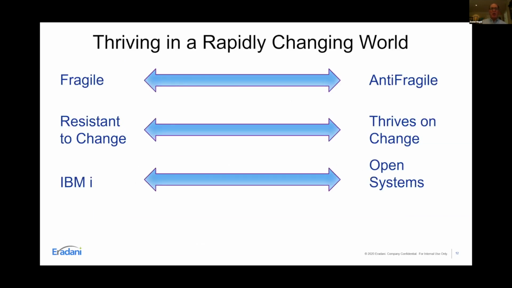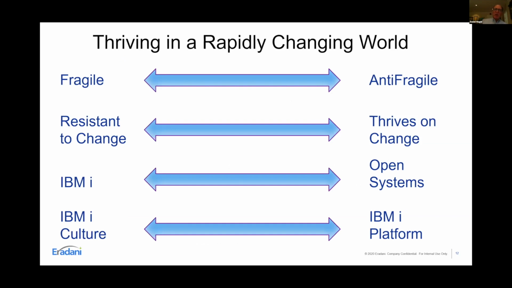And if we look at it, fragile being resistant to change, anti-fragile being something that is responsive and thrives on change, a lot of people think that the IBM i is something that's fragile and resistant to change, and open systems are things that thrive on change. Well, the reality is the IBM i actually is very anti-fragile. It has so many capabilities, and we talked about running JavaScript and running service calls and doing modern things on your IBM i. It's all available.